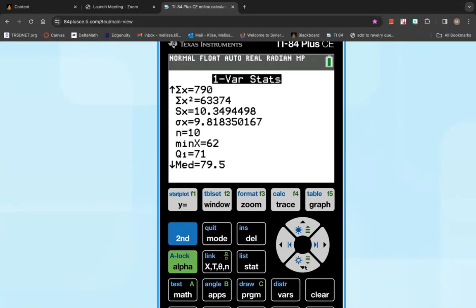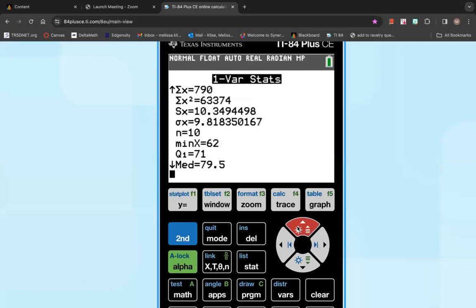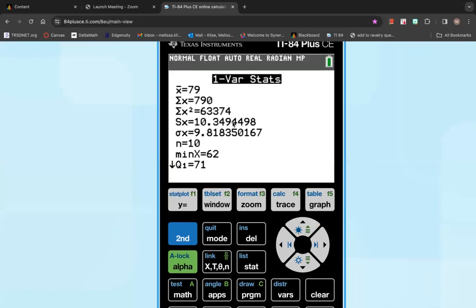We're not going to talk about Q1 and Q3 yet because we're not ready for that. But this right here is your median, the 79.5. That's the median. And then we have the maximum down here. We'll talk about the other options later. But right now, what we're looking at is our Sx and our Sigma x. So though the homework that you're doing, the hand-in homework, requires you to calculate standard deviation by hand, this is a great way to check your answer and see if it matches. Questions on the calculator before I go back to the other screen?